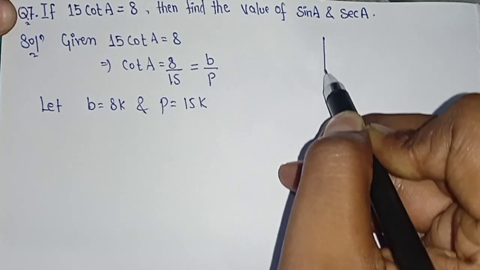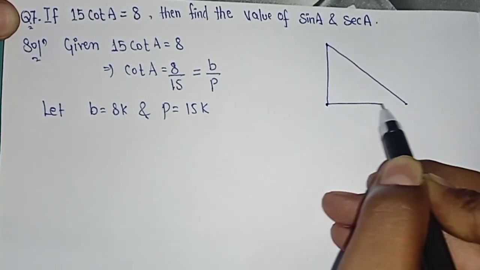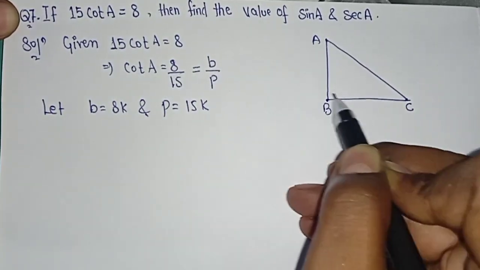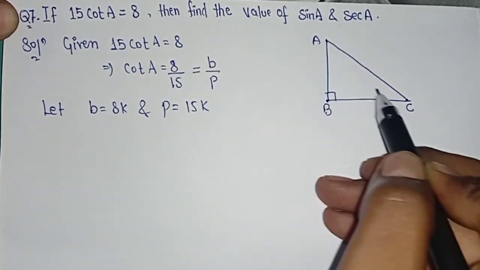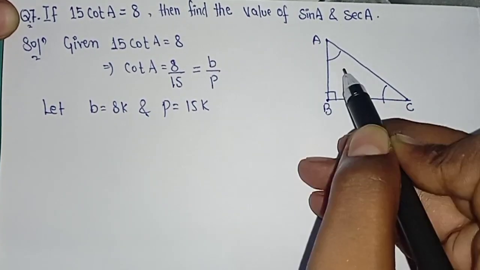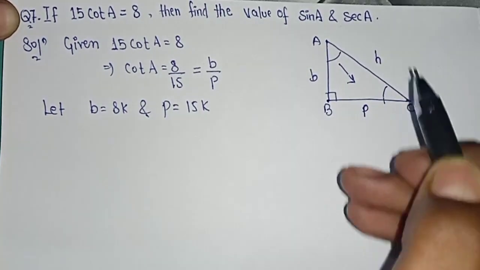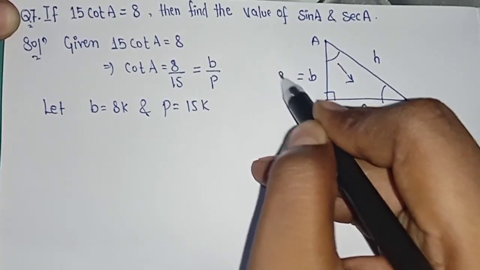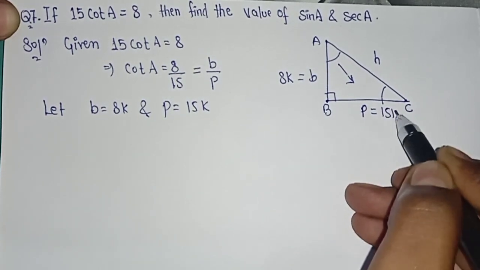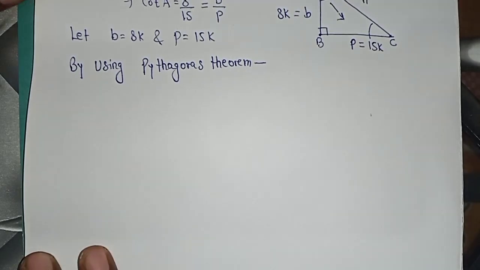So let's draw a right angle triangle ABC, where B is 90 degrees. If I take this angle A, then this is perpendicular, this is base, and this is hypotenuse. Base is given as 8k and perpendicular is 15k. So by using Pythagoras theorem, first of all we have to find the hypotenuse.